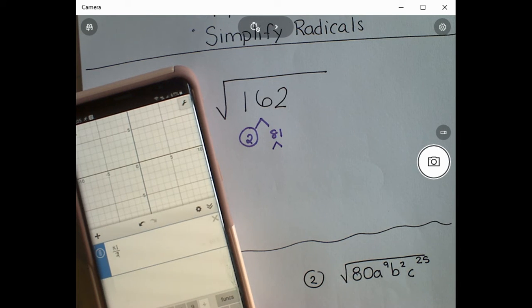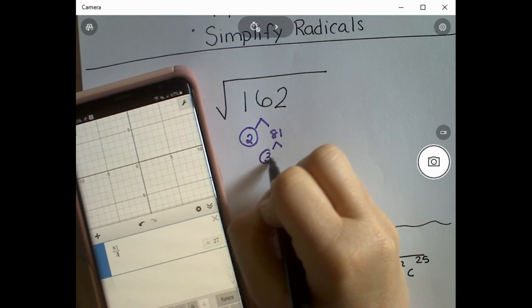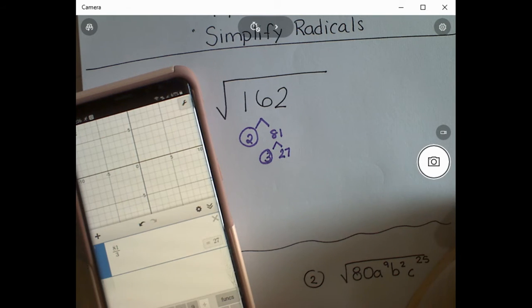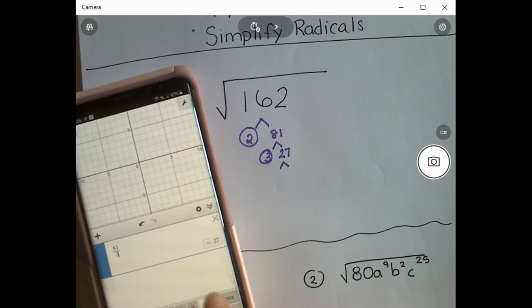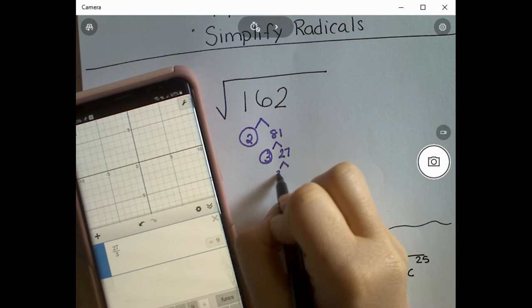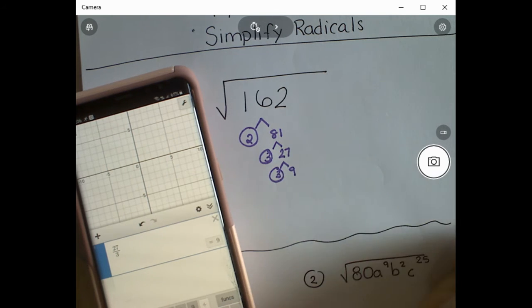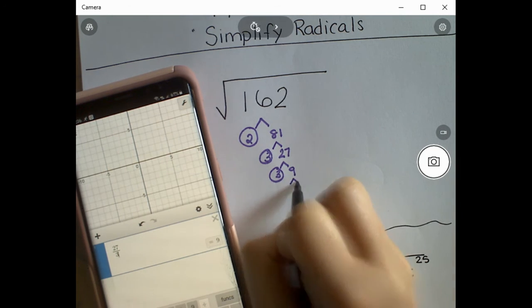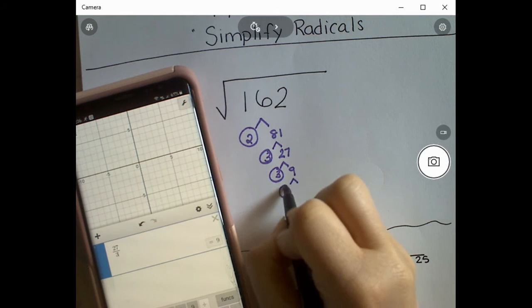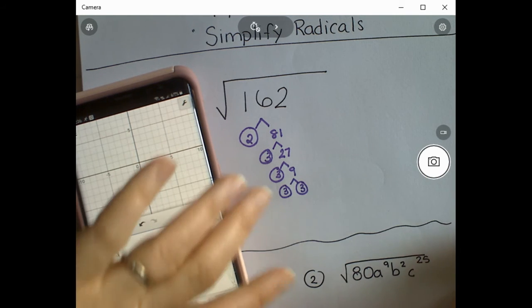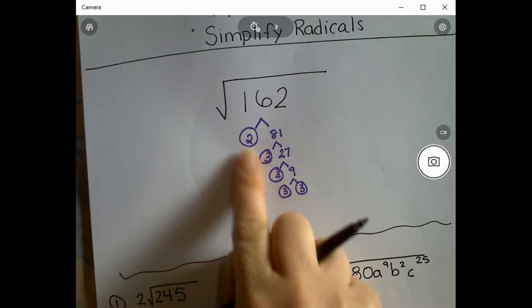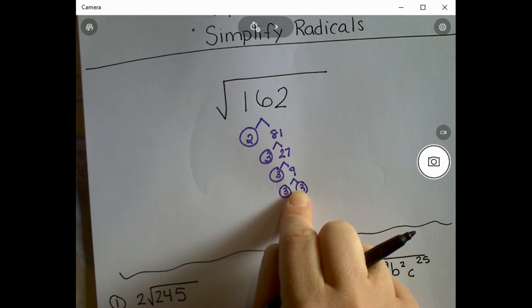Can I do 81 divided by 2? No, it is a decimal. 81 divided by 3? Yes. 81 is 3, which is prime, times 27. And we're going to keep breaking it down. What can we divide 27 by evenly? 27 divided by 2? No. By 3? Yes. 3, which is prime, and 9. Okay, keep going. Most of you know, I hope, that 9 is 3 times 3. Both of those numbers are prime, and so now the ends of our branches are all circled as prime numbers.